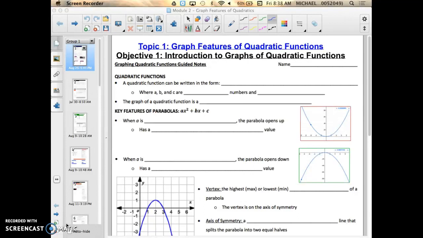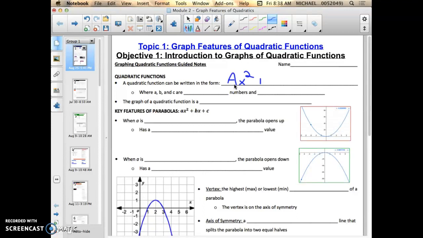And we're going to take a little bit of notes to hopefully spark the memory of what some key features of graphs of quadratic functions are. So, a quadratic function can be written in the form ax squared plus bx plus c. Now, it is very important to note this is standard form. Please keep that in mind.